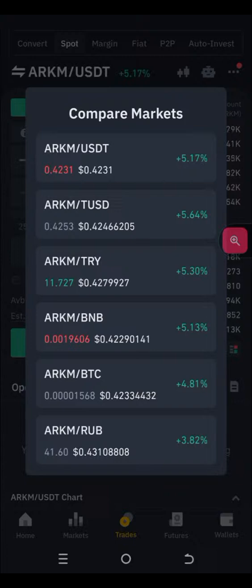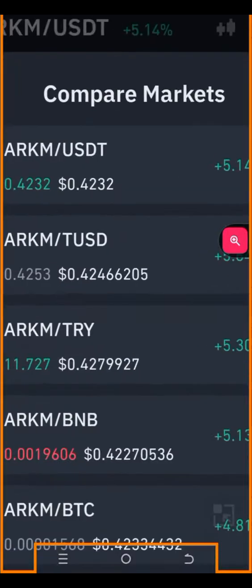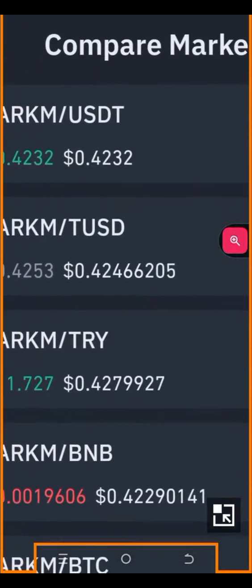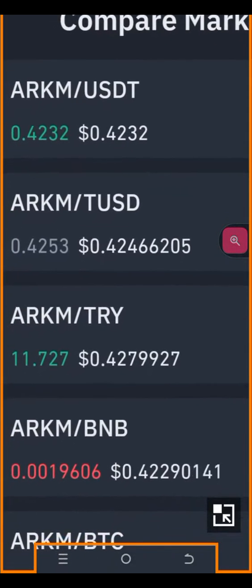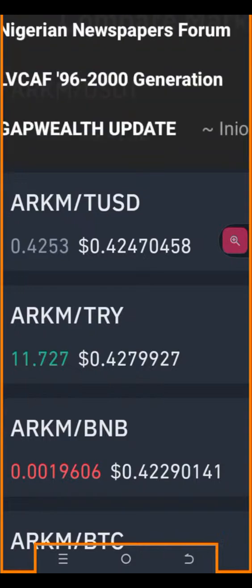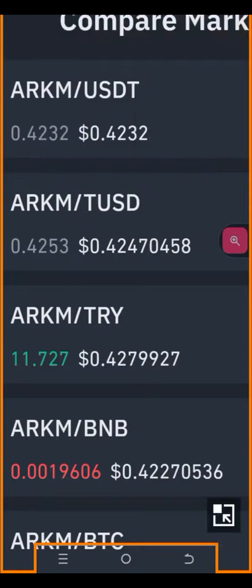So now let's look at this ARKM coin, which is 42 cents. Let me enlarge this so that we can see it better. Maybe by the time you joined Binance, your currency was denominated in your country's currency. You can always go to settings to change to USD. That's how I like to look at the prices. I'm in Nigeria, but I don't want to see it in Naira. I always like to see it in USDT or USD, so it makes everything easy for me to see.